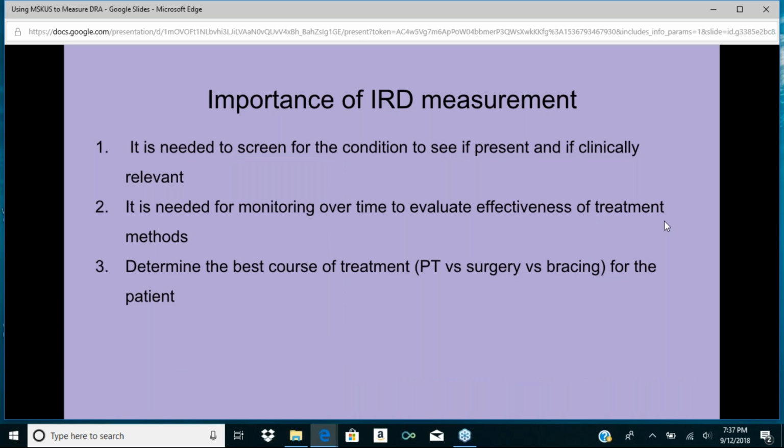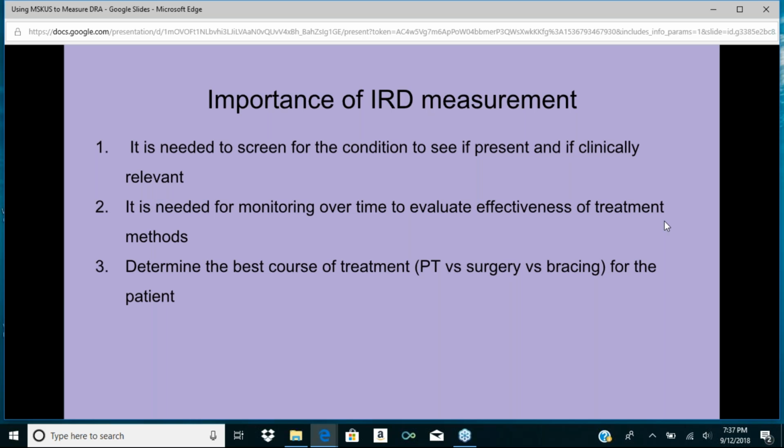The reason we want to measure this, the importance, is that obviously it's needed to screen for it, to see if it's present and if it's clinically relevant, especially if somebody is postpartum and complaining of back pain or pelvic pain or any kind of instability and weakness. You always want to check to see if they have some sort of DRA.